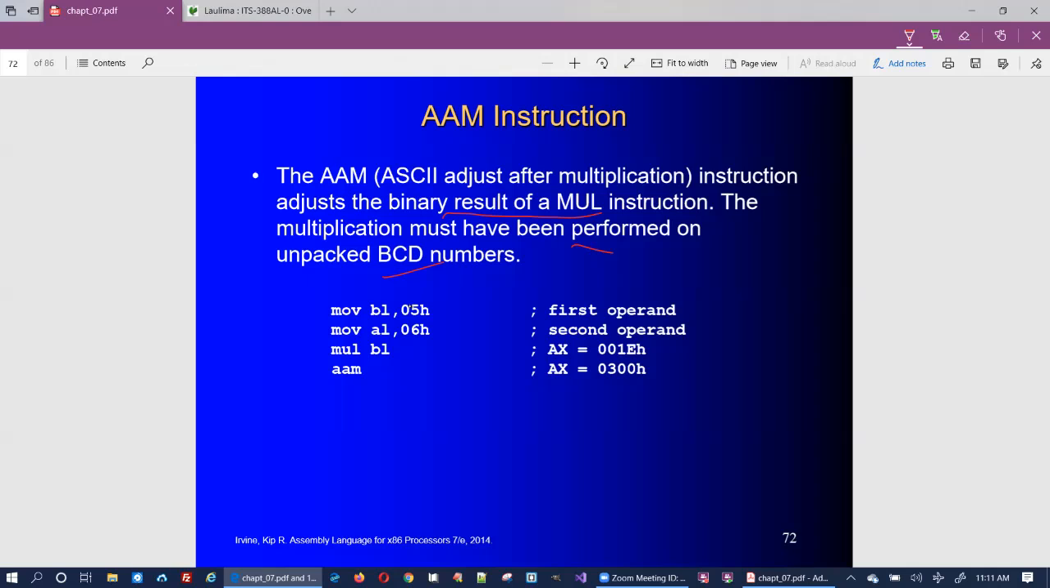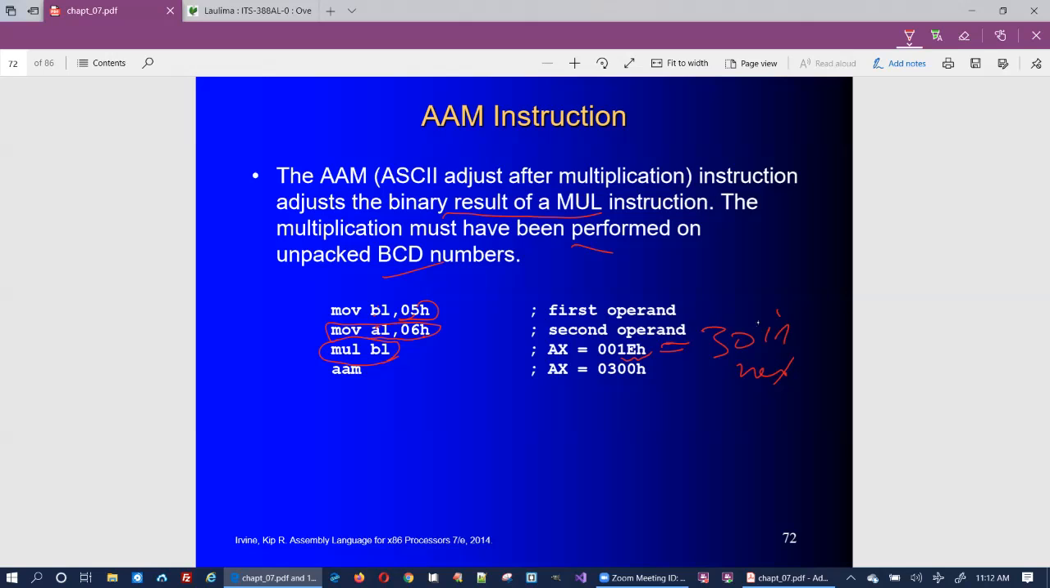So here for example, we're going to multiply 6 by 5. We'll put 5 in the lower order B register, and we'll load 6 into the lower order A register, and then we multiply B by A, and the result is supposed to be 30. Let's see, 5 times 6 is 30, and yes, this is 30. So this equals 1E hex.